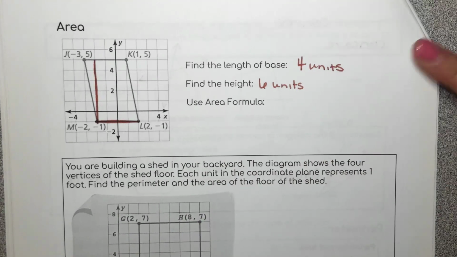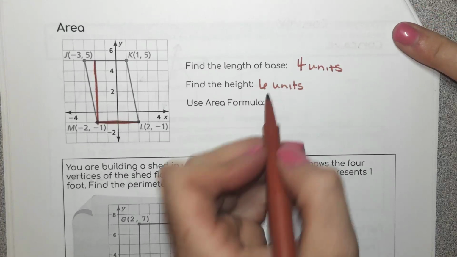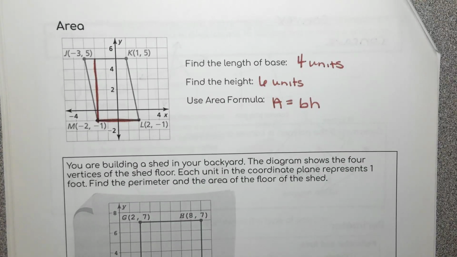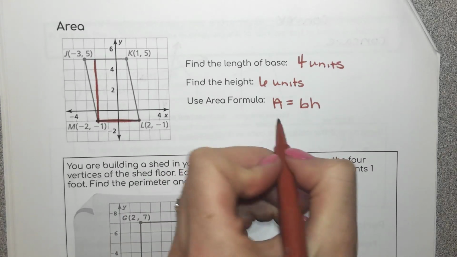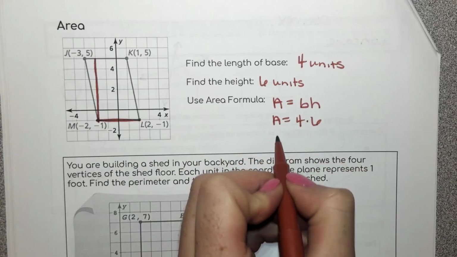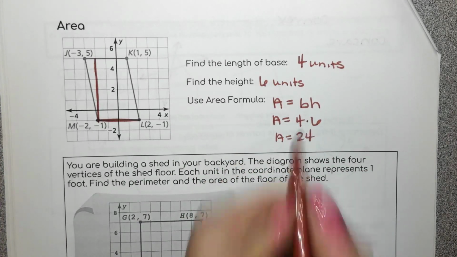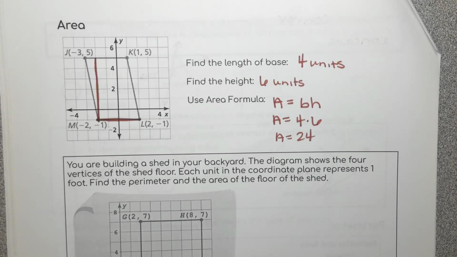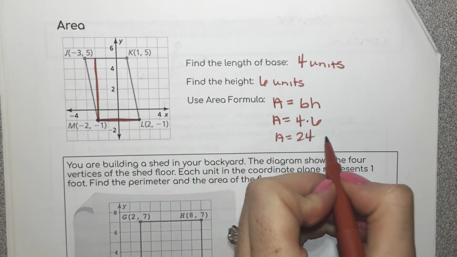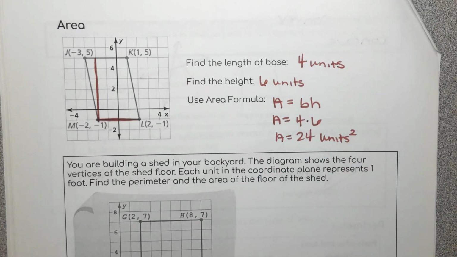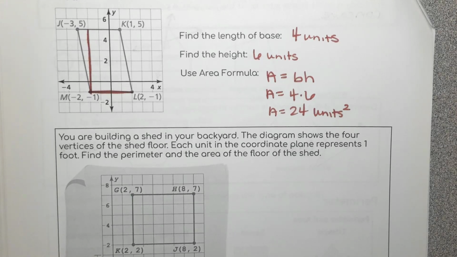Okay, the area formula was area equals base times height. Our base was what? Our height was what? So what's our area? 24. And what's our unit? Units squared. Because now we're in the world of area. 24 units squared.